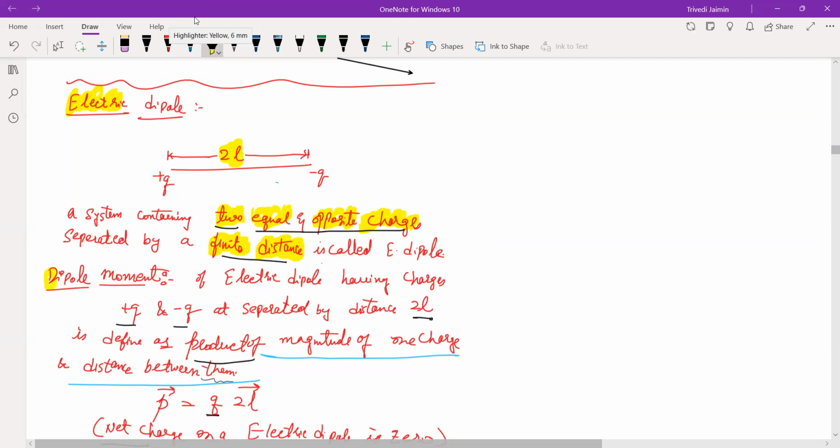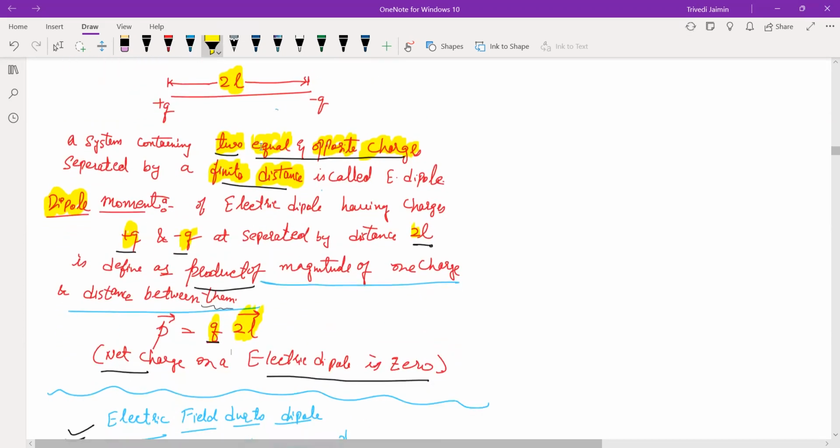Okay, so dipole moment. For a dipole having charges plus q and minus q separated by distance 2L, the dipole moment is defined as the product of one charge and the distance between the two charges. Make a note of it.